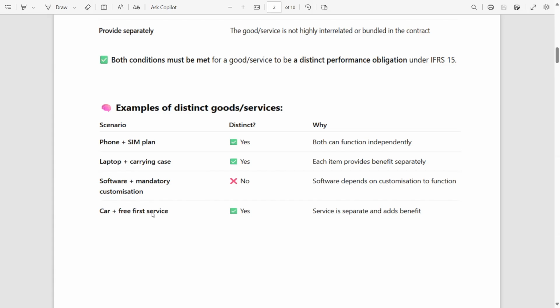Car plus free first service. Of course, distinct. Why? The service is separate and adds benefit. If you are not going to take this service, you can still use your car.